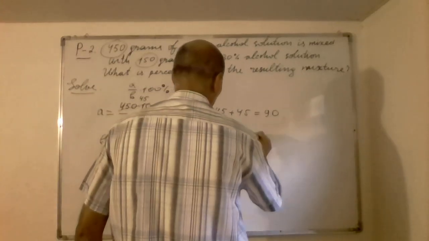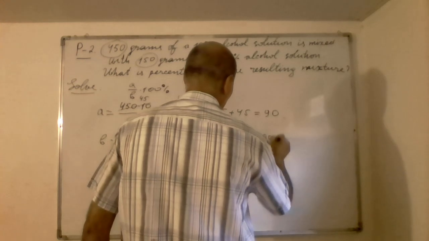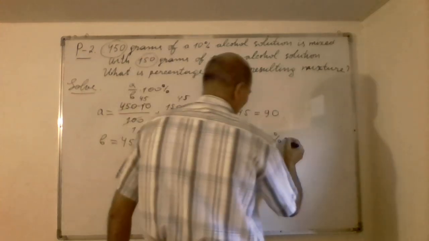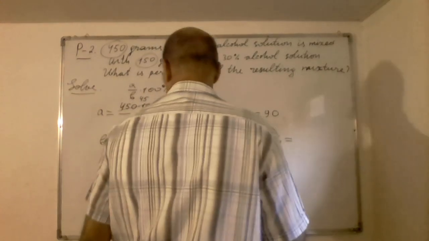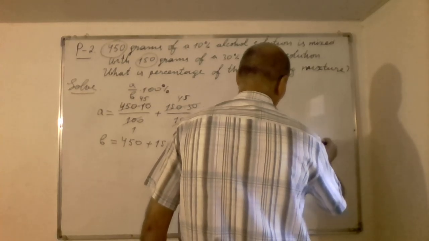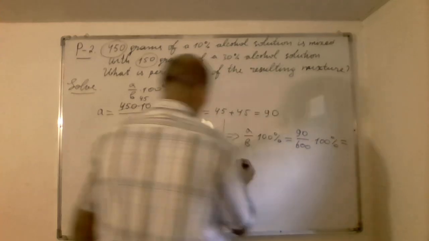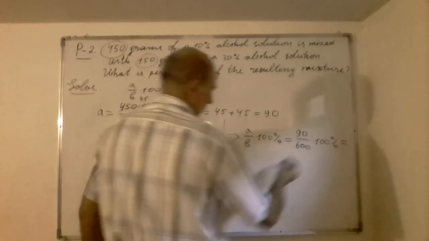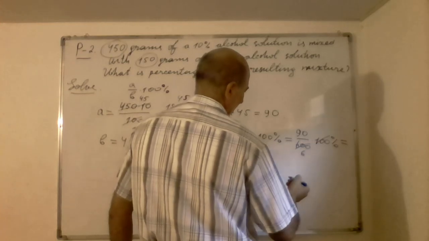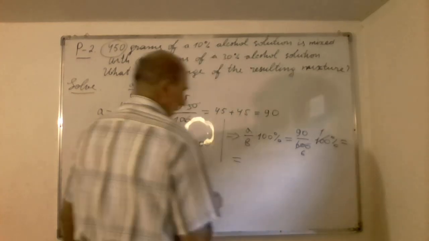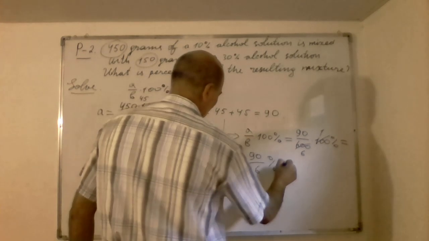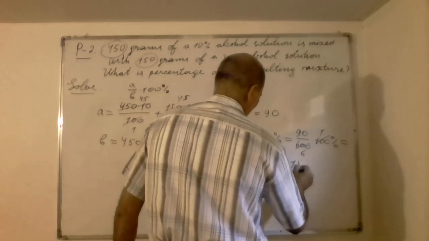And from here we can write the ratio of A to B times 100% expression. According to the expression, we can write 90 divided by 600 times 100%, which equals 600 divided by 100 is 6. 100 divided by 100 is 1. And from here we can write 90 divided by 6%, which equals 15%.